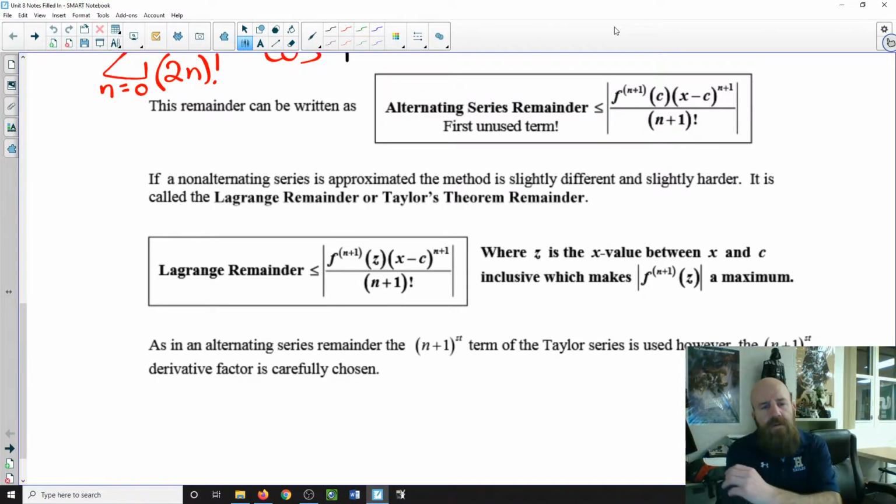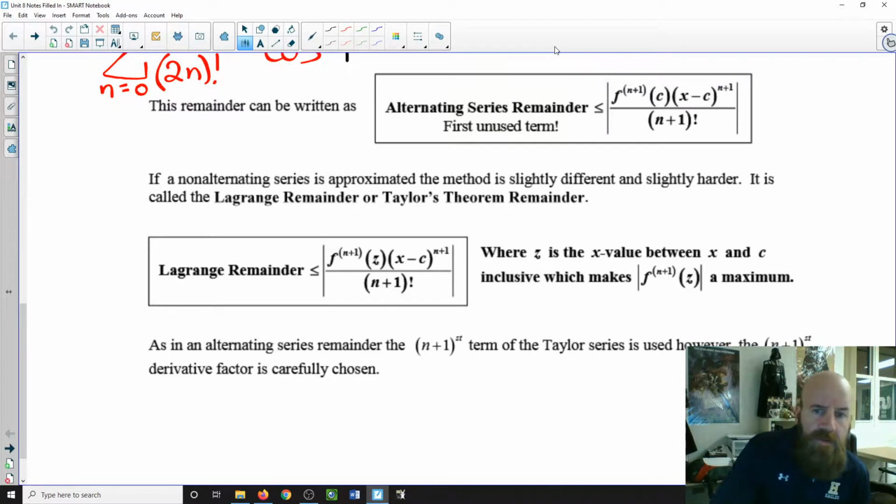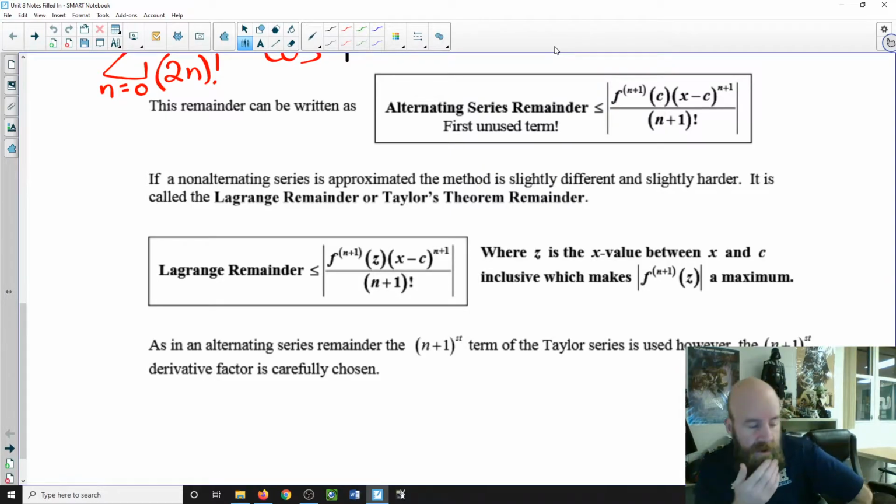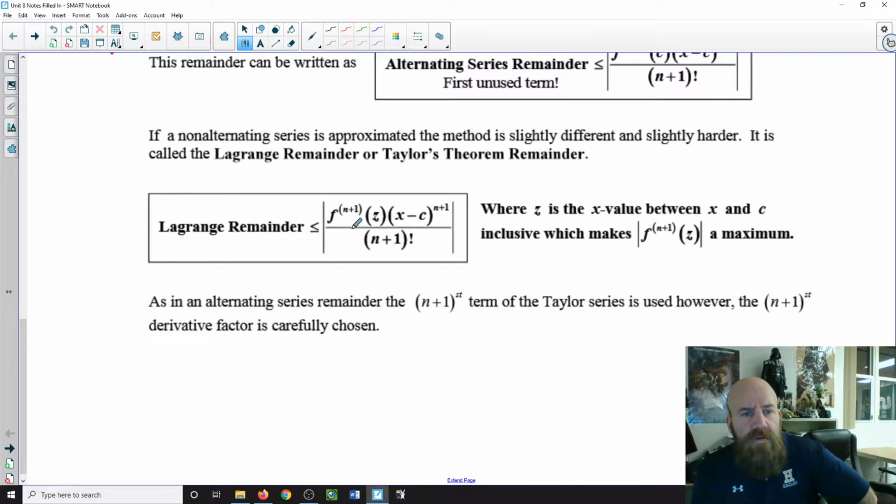Okay, so in this video we're going to look at the other type of remainder, the other type of error. This comes in when we're doing any other Taylor polynomial or Maclaurin polynomial. The one we learned in the other video can only be used for alternating series that are converging. This is called the Lagrange remainder, also known as the Taylor remainder, Taylor theorem remainder, or Lagrange error, I guess you could call it.